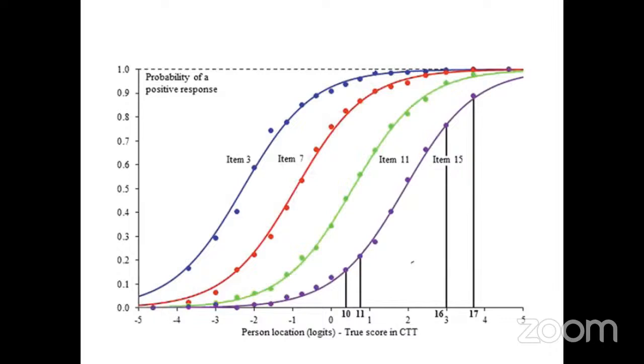So it means this x-axis is the continuum which helps us identify the location of a person and also the location of an item. Those items located towards the right hand side are the difficult ones, and those on the left hand side, like item 3, are the easier ones. People located on the left hand side have a lower trait level, and those on the right hand side have a higher trait level, right? And on the y-axis, we get the probability of a positive response.